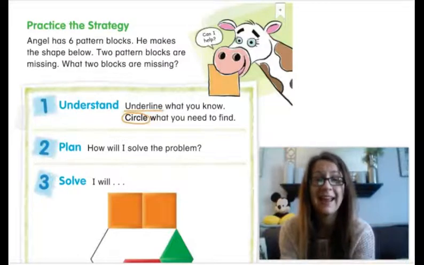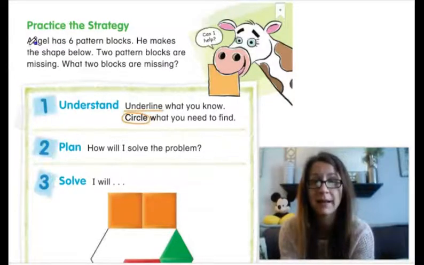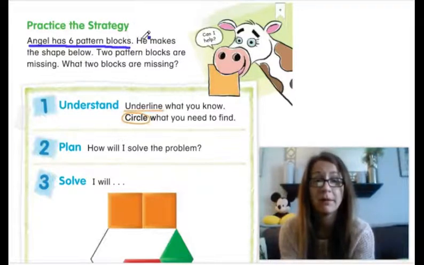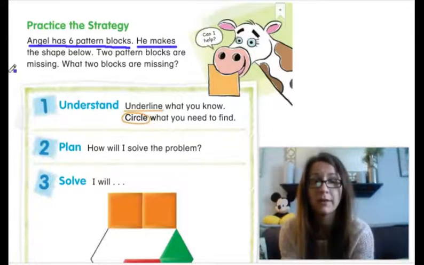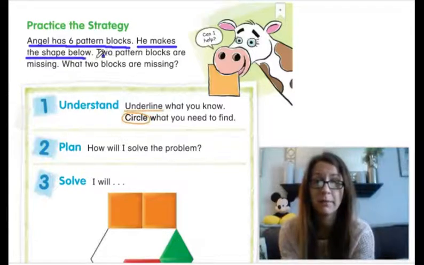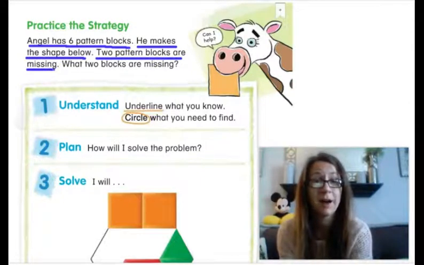It says, Angel has 6 pattern blocks. So I'm going to underline this first sentence. He makes the shape below. So we're going to underline the second sentence. 2 pattern blocks are missing. So again, we're going to underline this sentence. What two blocks are missing? So we're going to circle this last sentence.